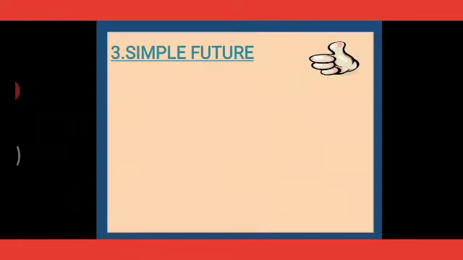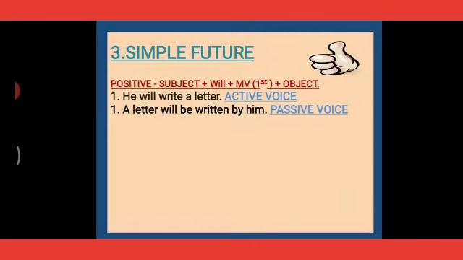Next is simple future tense. Now here also the sentence formation will remain the same: subject, helping verb, main verb and object. The additional word here to represent simple future tense is will. With will we use the first form. Always remember these rules, always remember which form comes with what. If you remember it, then definitely your grammar will improve gradually.